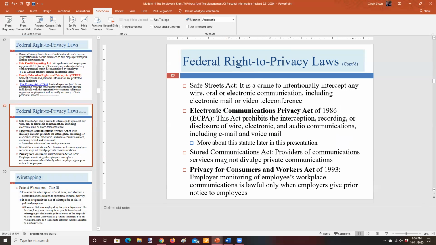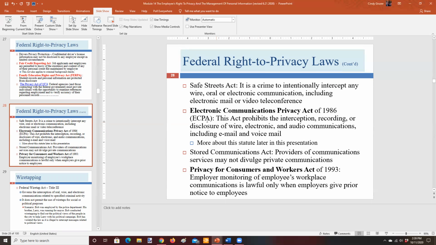I also highlighted these two statutes. This is the Electronic Communications Privacy Act. We'll talk more about this in later sessions, but the thing that I want to focus on here is that this act prohibits the receiving of wire communications, including email and voicemail.